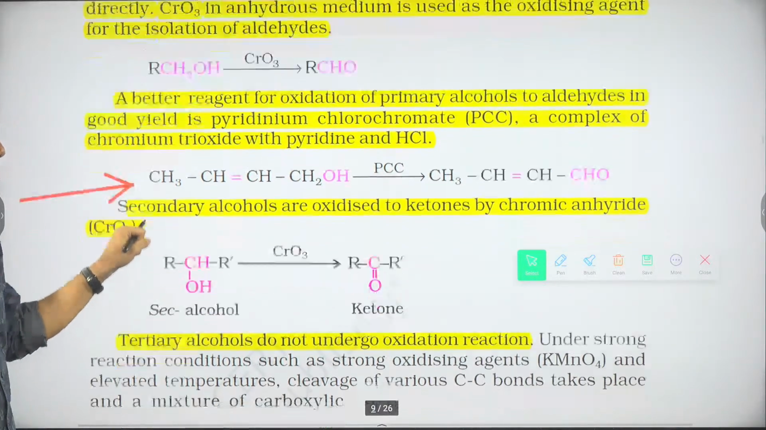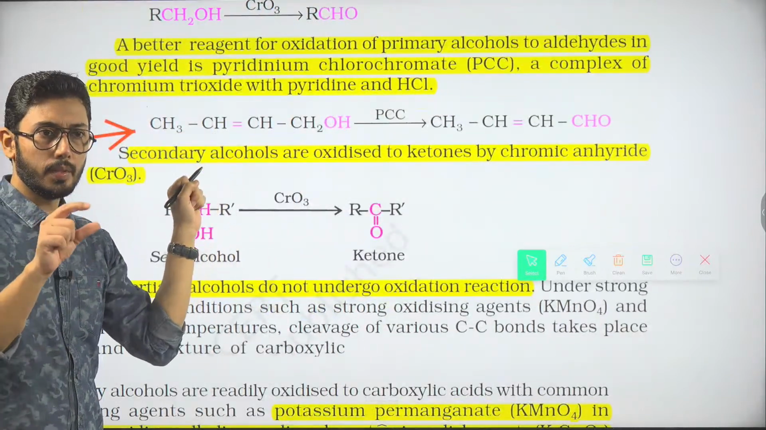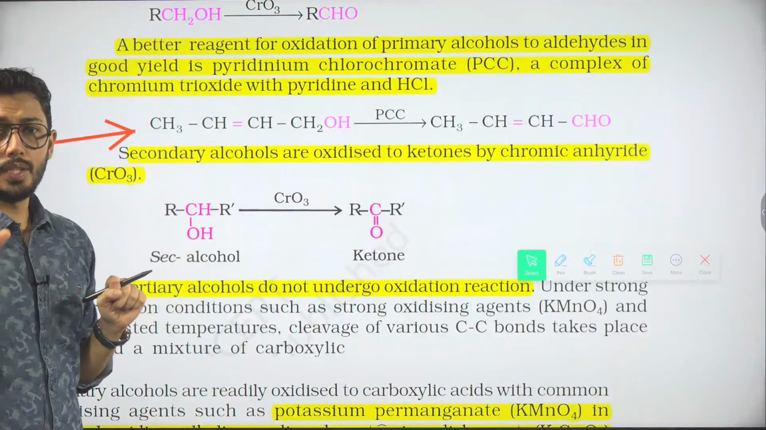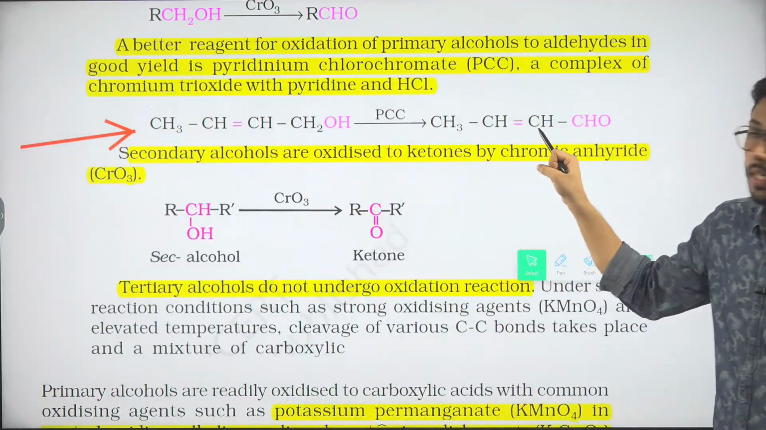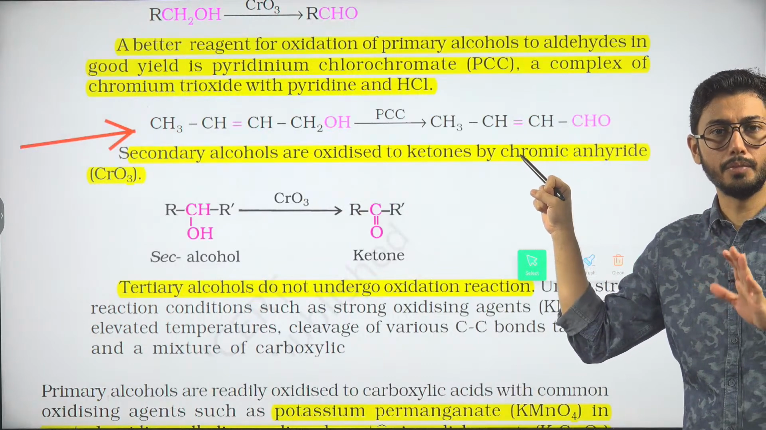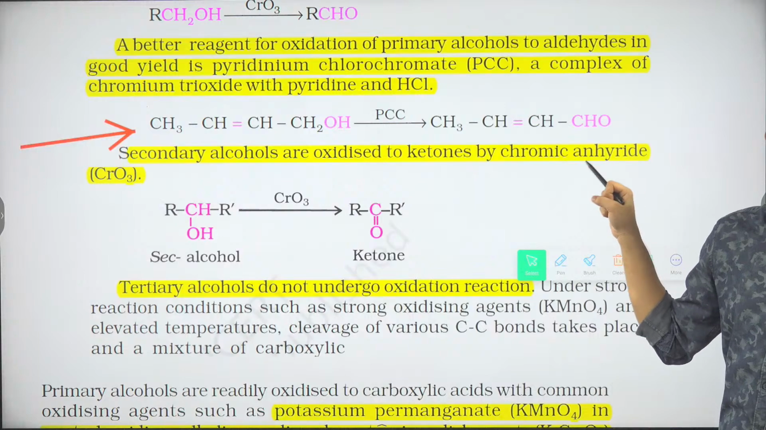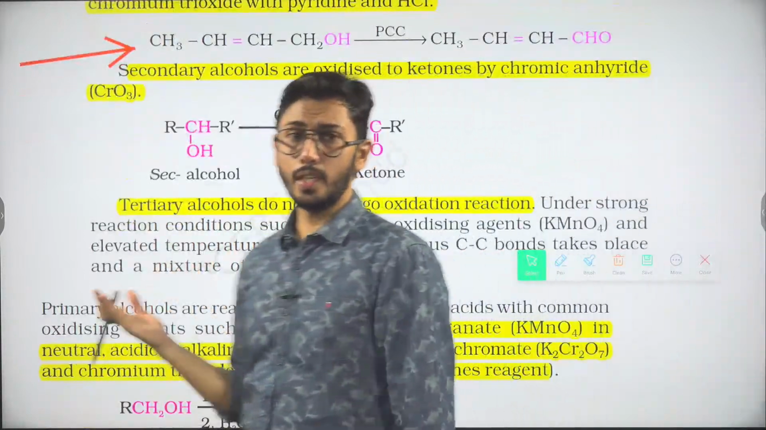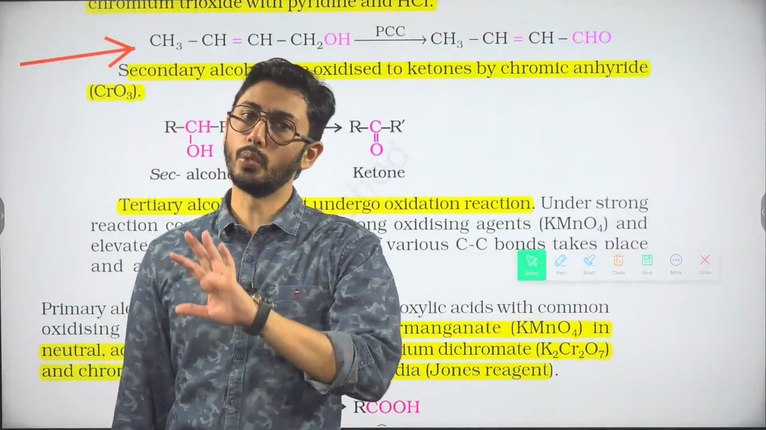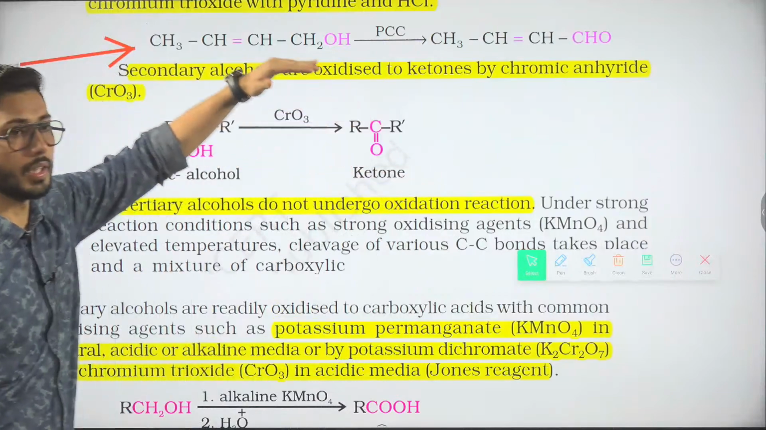Now, this example is important. Primary alcohol and alkene are both present. What happens if you take PCC? PCC will not react with the double bond. That's why observe here, the double bond, alkene or alkyne, remains the same. Which will react? Primary alcohol is converted to aldehyde using PCC. The other point is the same. If you take secondary alcohol, it will generally be oxidized to ketone, whether you take PCC or CrO3.